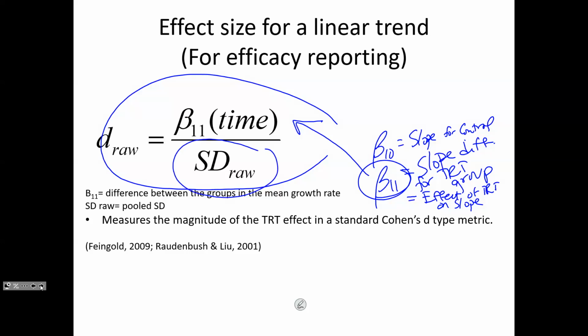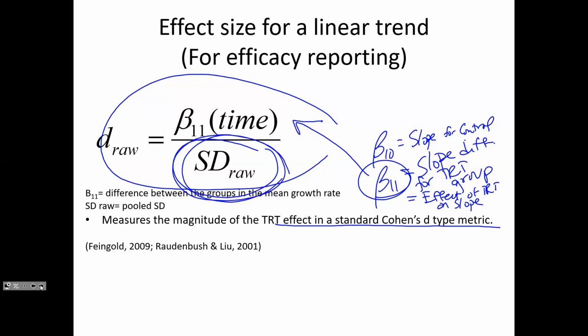This, though, is going to give you the treatment effect in a standard Cohen's d type metric, but it's not going to be the exact same formula that you're using to compute the power analysis, because the power analysis is going to use a standard deviation that takes into account the within person covariance more. So when you think about effect sizes for efficacy reporting versus effect sizes for power analysis, and this is true not just for longitudinal designs but for cross-sectional designs too, those may actually deviate.